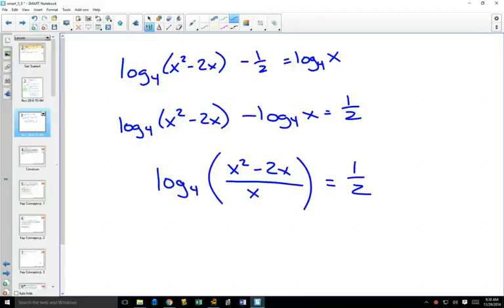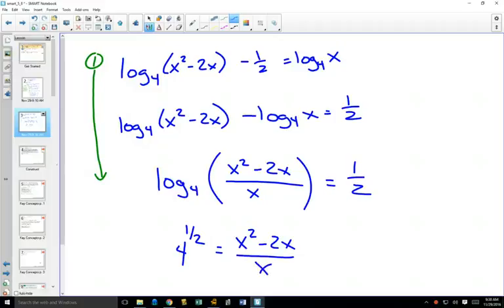So we have succeeded in doing step 1, which was combining things as a single log. Notice this one took a little bit longer, just because our logs weren't on the same side, so we had to move things around to get our logs on the same side in order to apply our log laws to put them together. Now that we've got it as a single logarithm, we can use the definition and change to exponential form. So the base is 4, the exponent is a half, and the answer is (x squared minus 2x) over x. So this is our step 2, changing it to exponential form.